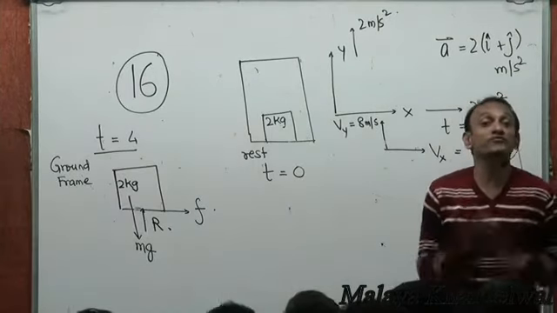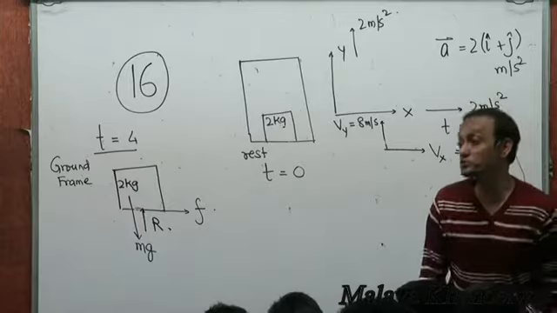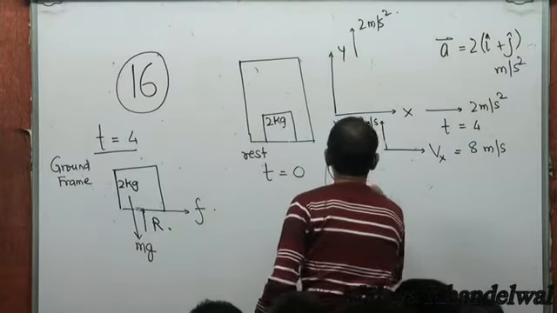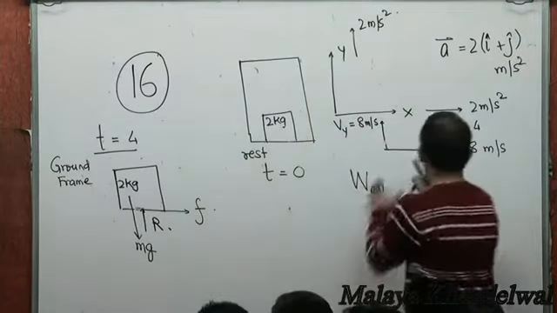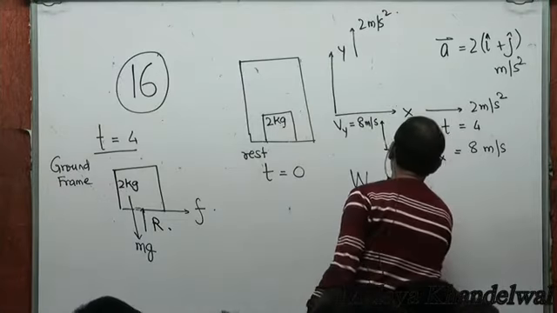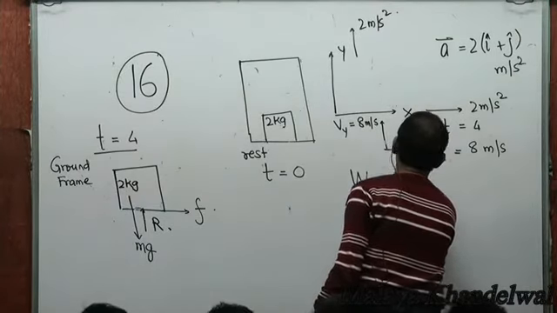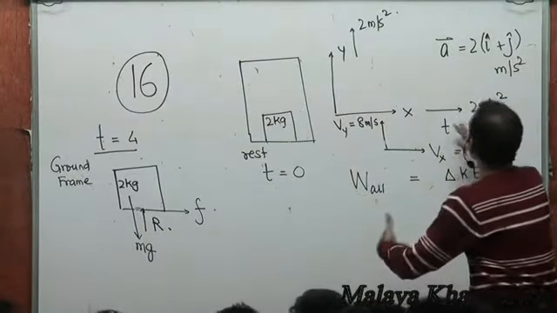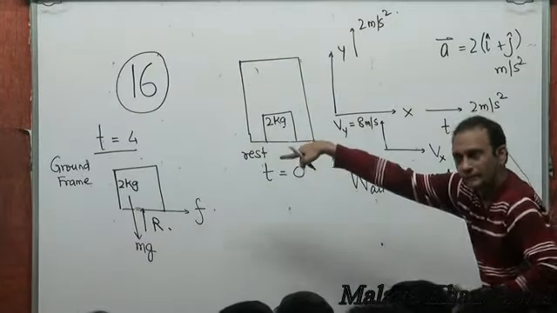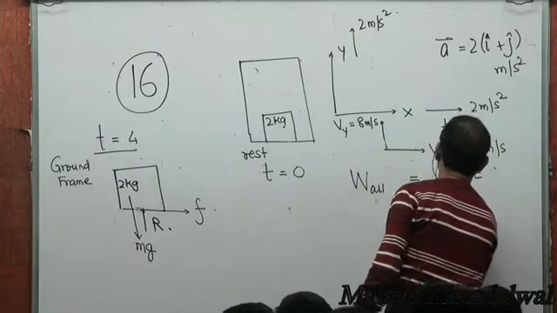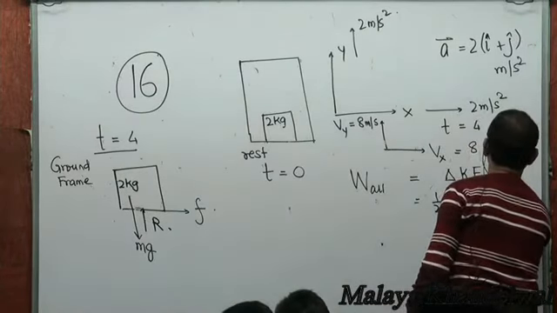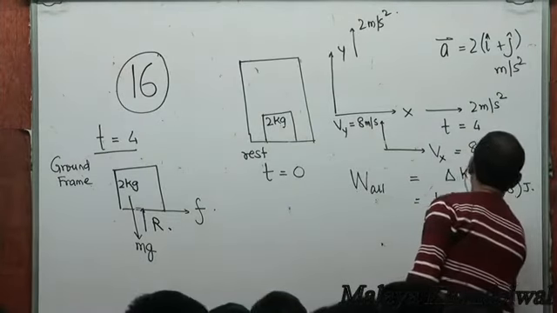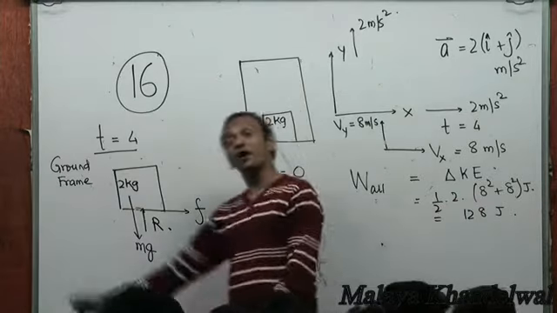And the work done by all these forces put together, from the work energy theorem, must be the change in kinetic energy. Work done by all forces in the ground frame, because these are velocities in the ground frame, is the change in kinetic energy, which is half m times Vx squared plus Vy squared minus 0 squared. So which is half of m into 8 squared plus 8 squared. 64 plus 64, that makes it 128 joules, is the work done by all forces put together.